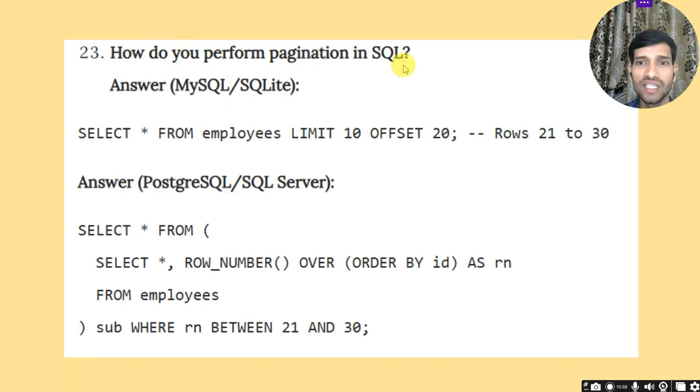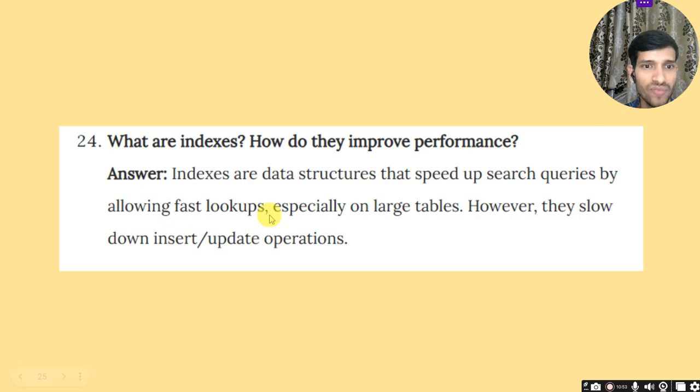Then, how to perform pagination in SQL? We can use LIMIT and OFFSET in the case of MySQL, and in the case of PostgreSQL, we can use ROW_NUMBER and BETWEEN with particular ranges. Then this is a most commonly asked question: what are indexes and how can they improve performance?